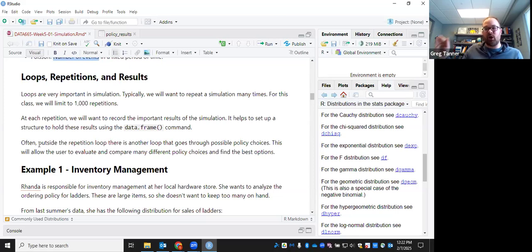Okay, that's sort of an overview of simulation. The next one, we're going to do an inventory management example and kind of walk through one whole example. And I'll kind of show you how I build things up. I don't jump straight into coding a full study, but I usually start with kind of making sure I can make one simulation work, and then I do some repetitions of that simulation, and then I build the policy loop around that as well. So that's it for this video.